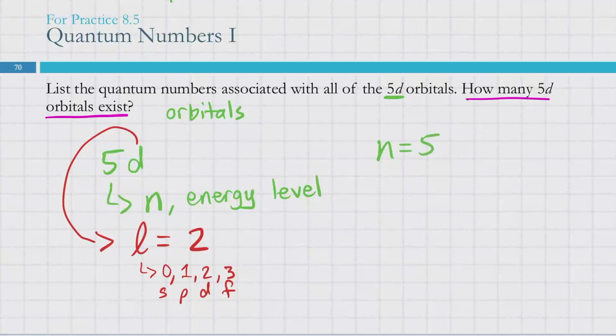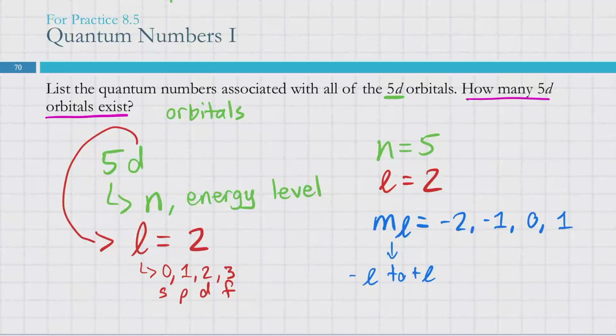So we've got N equals 5, and we've got L equals 2. What are our M sub L values? What are our options for M sub L? These go from negative L to positive L. So our values are negative 2, negative 1, 0, 1, and 2.